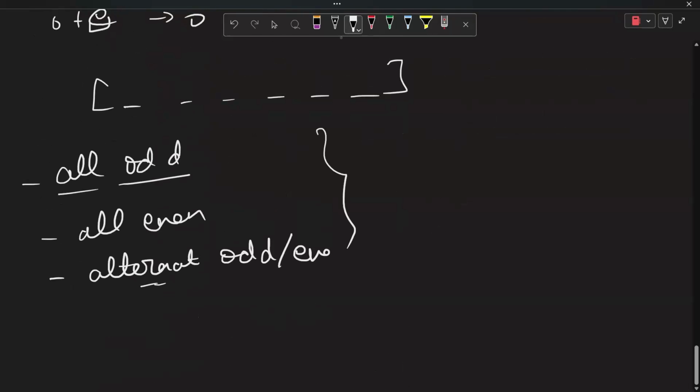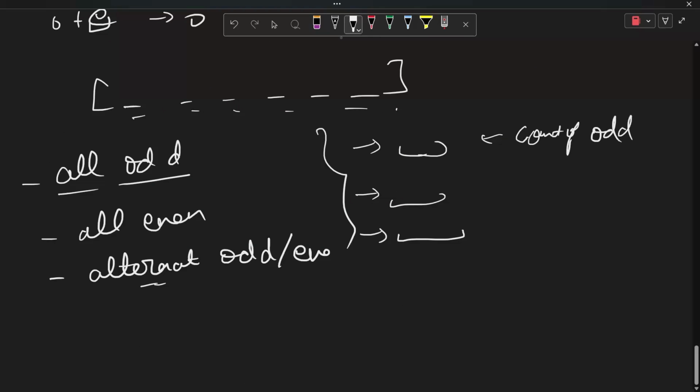So you can pick a subsequence of any of these three types. Either you can pick all the odd numbers from this array, that can be a subsequence, or you can pick all the even numbers from this array, or you can pick alternate odd and even. Now you just need to count. What's the longest subsequence you can make for case 1? It would be just the count of odd numbers in the array, and case 2 would be just the count of even numbers in the array, and case 3 you can count in a way.